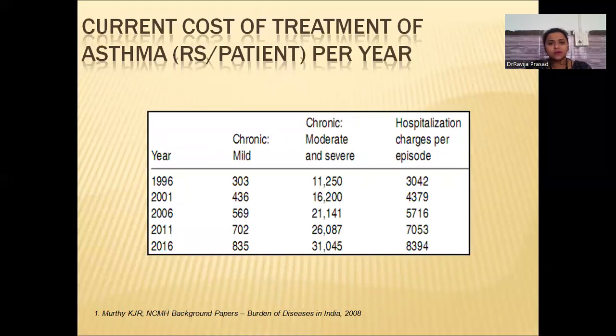Then the current cost of treatment of asthma per age, according to this study from 1996 to 2016. You can see there is chronic mild asthma, chronic moderate and severe. That's the kind of treatment which we give to asthma, and the treatment of asthma by severity, the kind of mild, moderate severity, according to their treatment, is divided according to their classification. The person who needs hospitalization can get treated at home also, at regular intervals. So these are the number of graphs which we can see as per year.